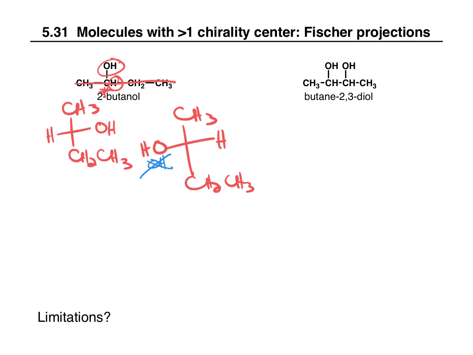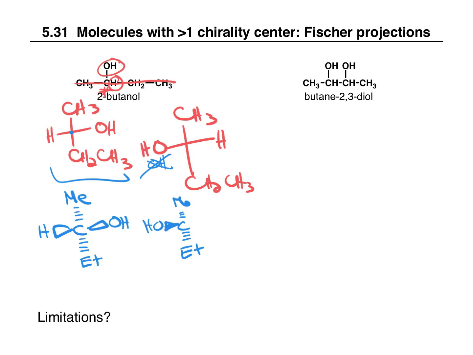If you have a Fischer projection and you want to convert it to a dash-wedge version, then remember that if this is the chirality center here, we have our OH coming forward, our H coming forward, our ethyl going back, and our methyl going back. And this other one, we have the methyl and the ethyl, and coming forward is the OH, and coming forward on the right side is the H. So whether we're looking at it this way or this way, we can see that we have a pair of enantiomers because these are mirror images that are not superimposable.